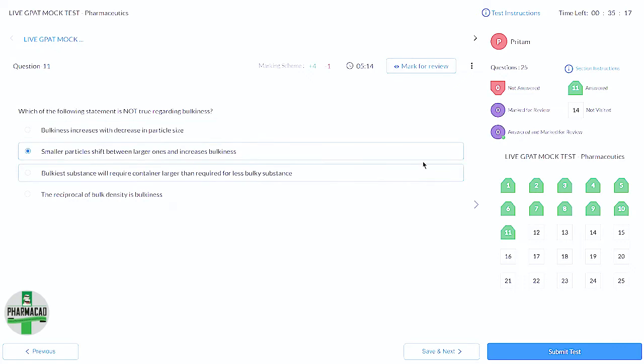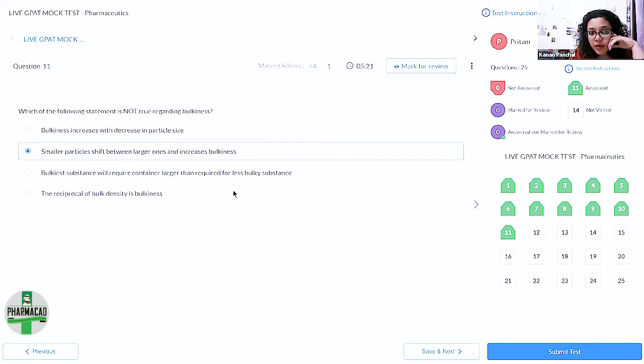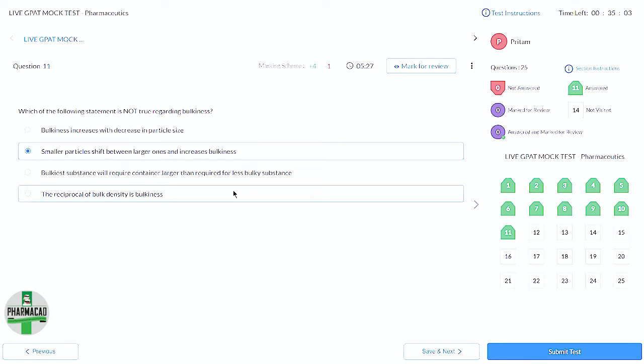Ma'am, I didn't quite understand the fourth option. Reciprocal of bulk density is bulkiness. We'll come back to it at the end. Okay, I'm making a note. Ma'am, the statement of B is also not clear. We'll come back to this question. Okay. And the second was the parenteral one, right? Yes, ma'am. And ma'am, even in the exam, if both answers are correct, which is the more correct one that we have to choose?